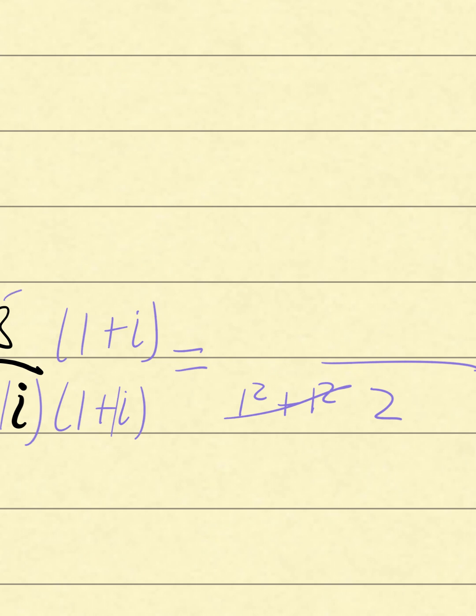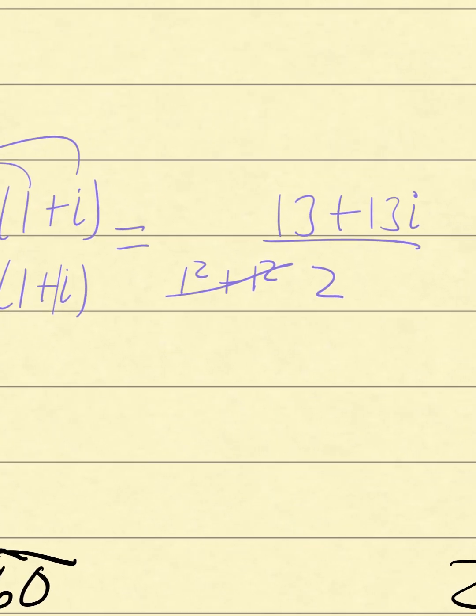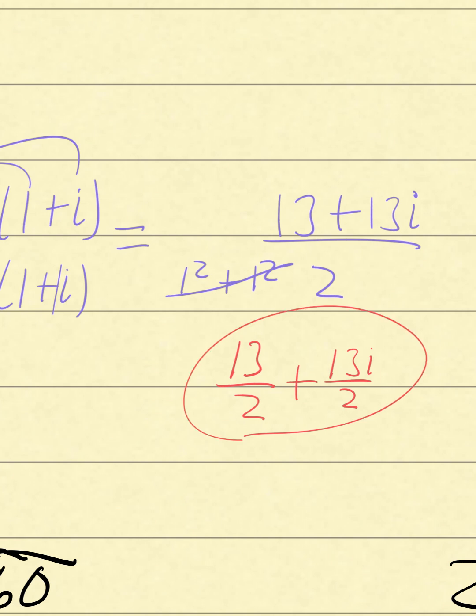And on the top, we can distribute 13. 13 times 1 is 13. 13 times i is 13i. Last thing you want to do is simplify and write in standard form. 13 and 2 can't simplify, so we're just going to split it up and leave it alone. 13 over 2 plus 13i over 2 is your simplified answer in standard form.